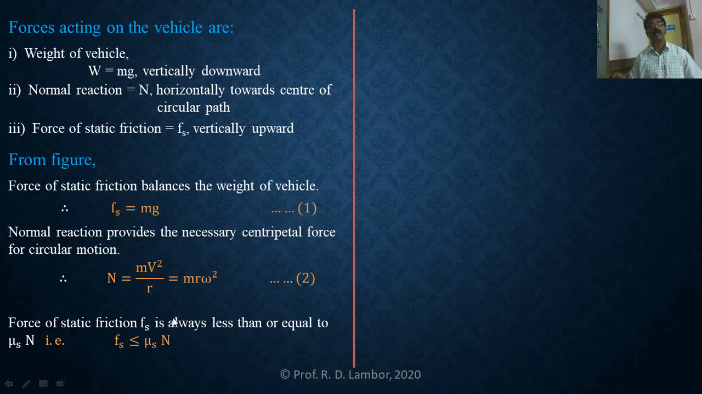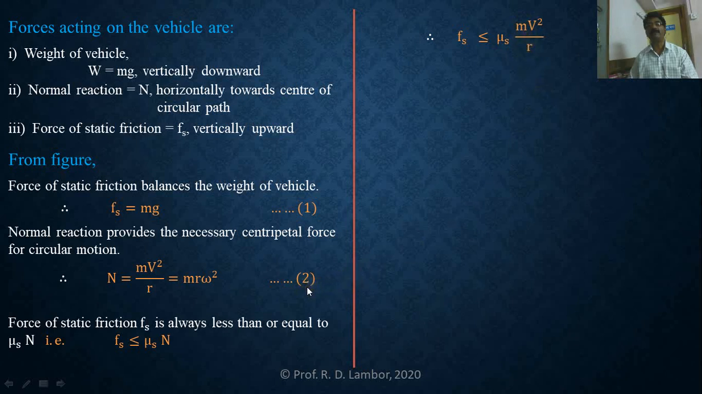Beyond that, its value does not increase but decreases. This means the force of static friction is always less than or equal to a certain maximum limiting value, which is equal to mu s into N. This formula is from the 11th standard, that is, frictional force is less than or equal to mu s into N. That's why this frictional force you can write as mu s into N, and this N is from equation 2.